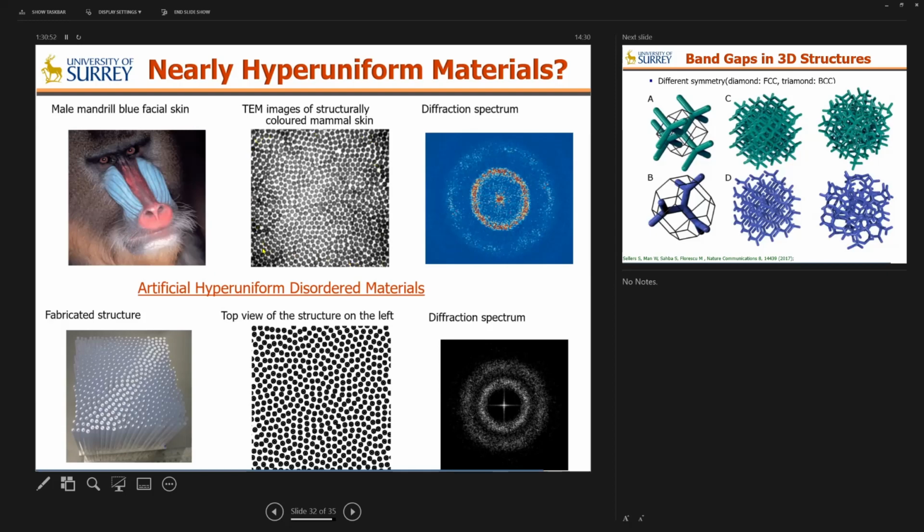This is compared to some of our models that we use for those 3D printed structures. It's a very close similarity. This is a diffraction spectrum associated with the mandrill skin, while this is the diffraction spectrum associated with this hyperuniform disordered lattice. So there is a clear connection between the bandgaps in disordered structures and the bandgaps in biological tissue.